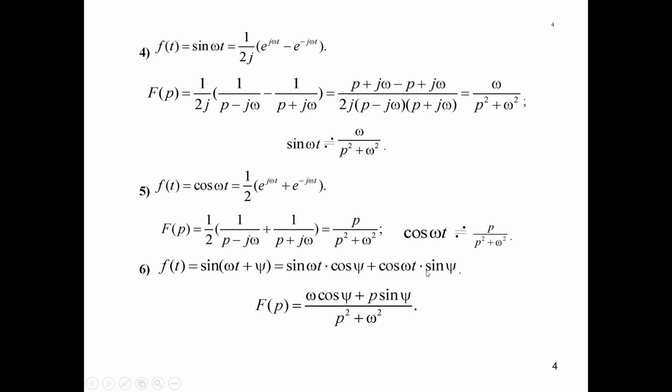Then here we have sine phi, it is a constant, multiplied by cosine omega t. Its image is p over p squared plus omega squared. It's the same, you see, the same denominators. And here we have p instead of omega, because it's in the numerator, multiplied by sine phi. So we have such an expression to represent the Laplace image of the function sine of omega t plus psi.